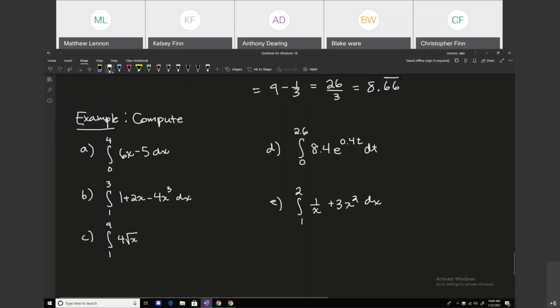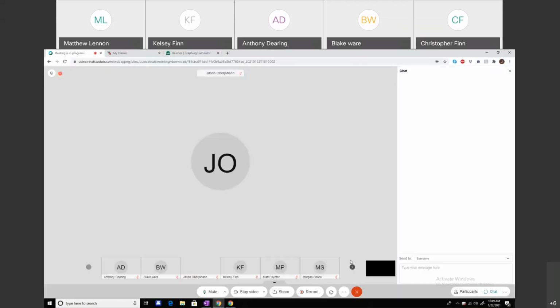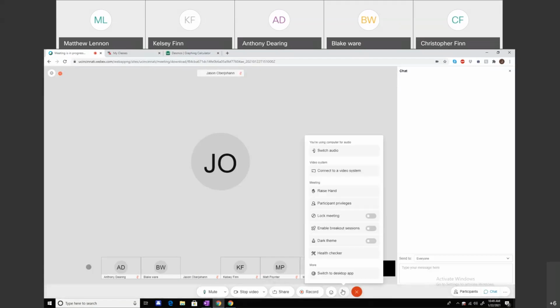Okay, so let me break it out into groups. Again, however they shake out. Group 1 will do A, Group 2 will do B, Group 3 will do C, Group 4 will do D, and Group 5 will do E. So let's try the old breakout sessions.